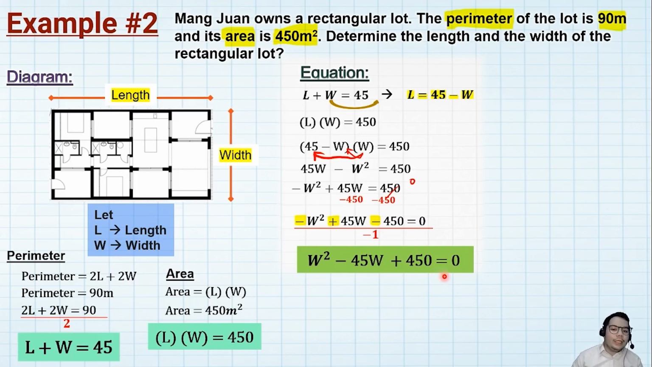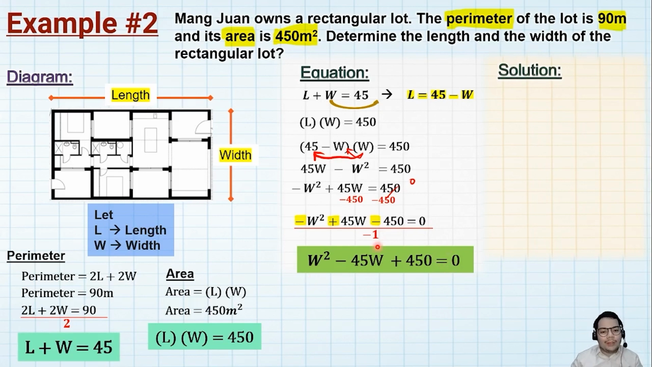So, since we already have the standard form of the quadratic equation, we can now do the solution by solving this quadratic equation and getting the value of w. So, to start, let's have our quadratic equation, w squared minus 45w plus 450. Yan, we can go directly with factoring because a is equal to 1. Yan, 1 naman siya. So, diretso na tayo sa factoring. So, iisip ka ng dalawang number pag pinag-multiply mo ay 450 or positive 450. Then, pag pinag-add mo ay negative 45.